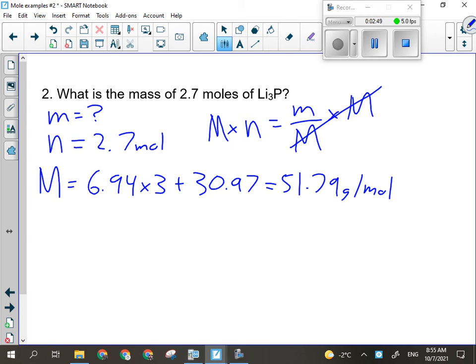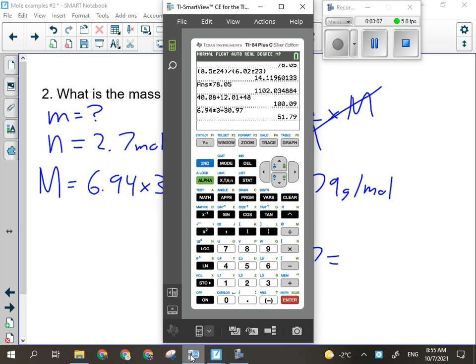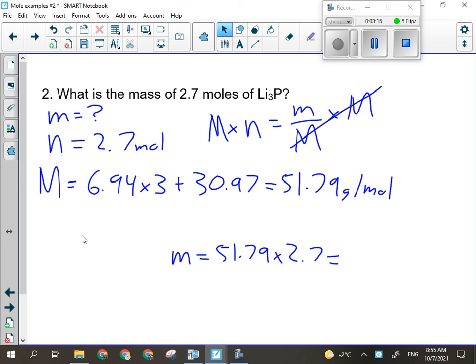Will we lose marks if we don't show that? No. Will we just put m equals...? If you just show me the manipulated formula, that's what I'm looking for. Okay, so now that I have that, m equals 51.79 times 2.7, which is 139.83. What are my units? Grams. How important is it to have that on there? Very important. Well, if you want that mark, it's pretty important.